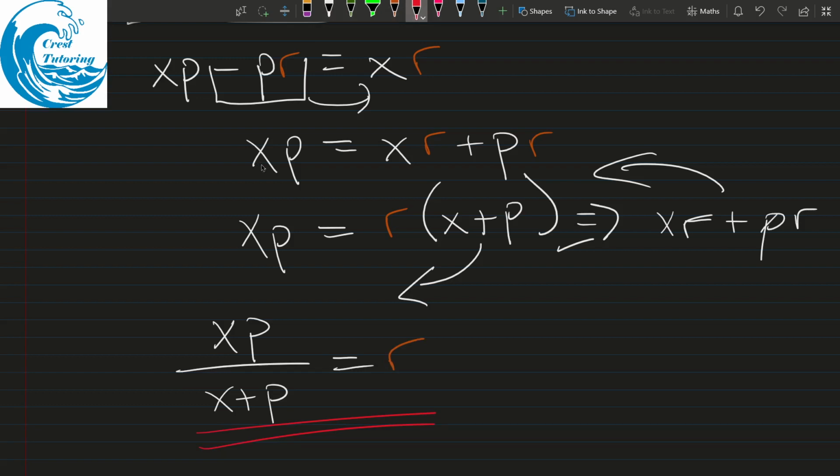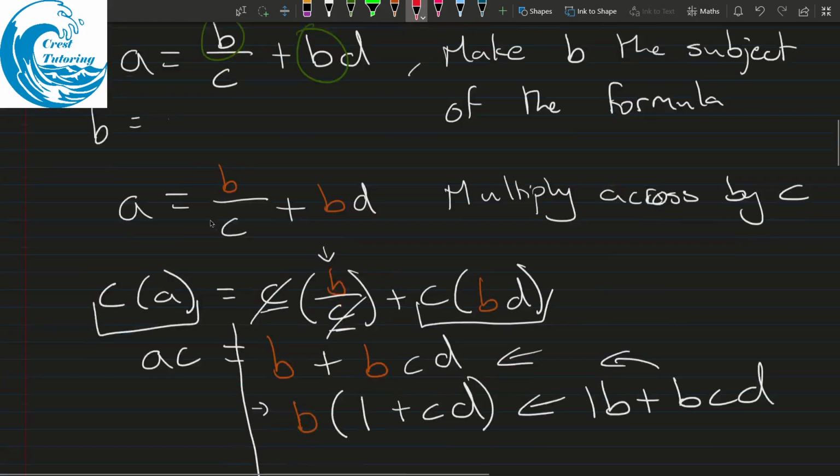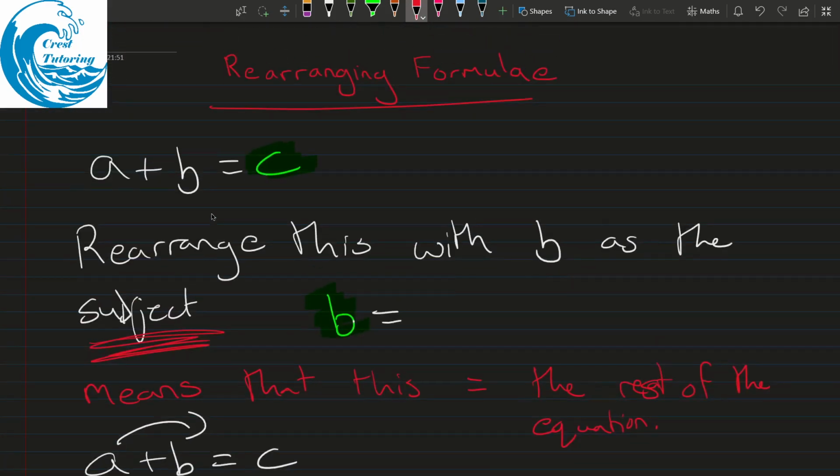Okay, so that is kind of a start on how you go about rearranging formulae in algebra.